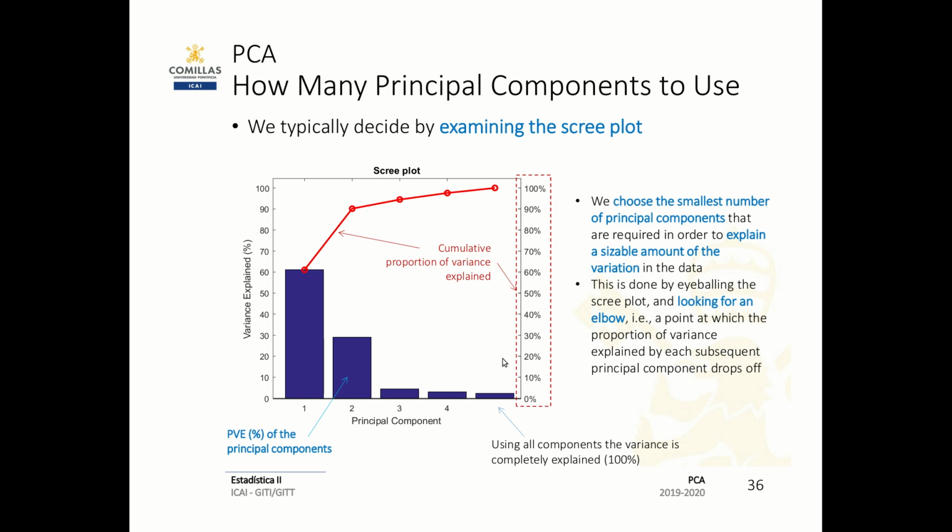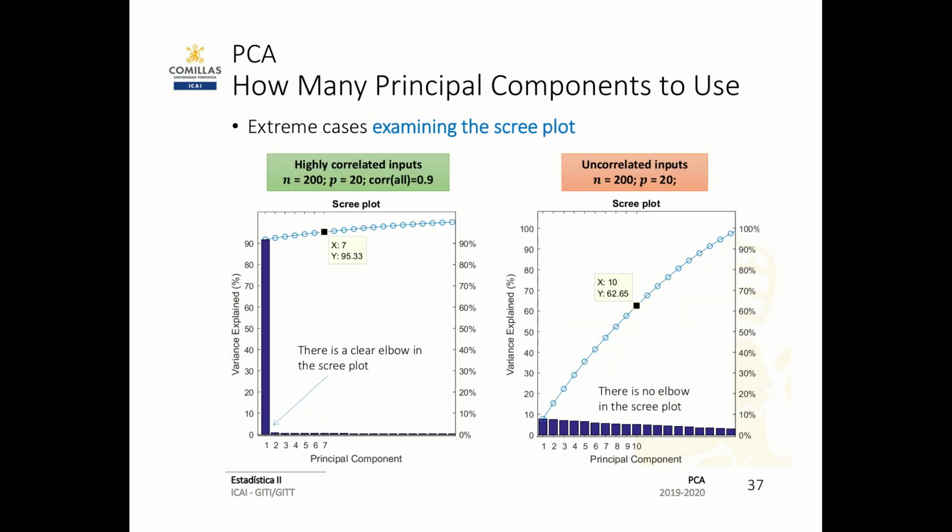We want to keep the minimum number of principal components such that most of the variability is kept. What is most? That depends on the problem. Here with just 2 components we are keeping 90% of the variability, and 90% is normally considered to be enough, so the rest should be more or less noise. And here we have another example where only one component has 90% of the variability, while the rest have only 10% of the variability.